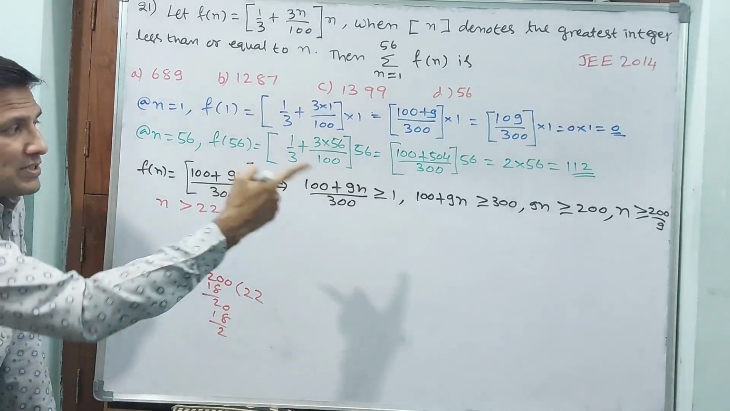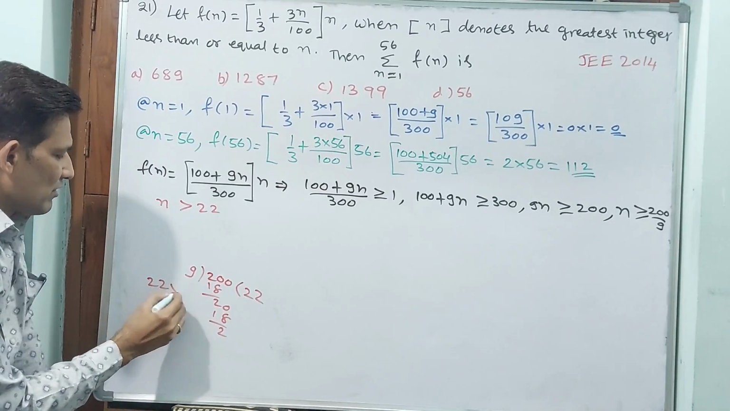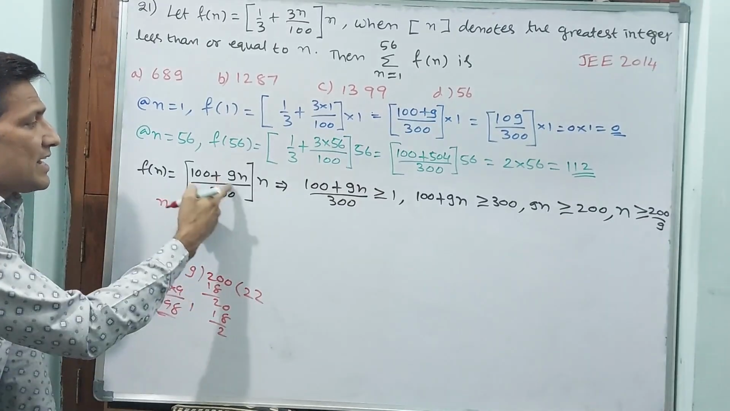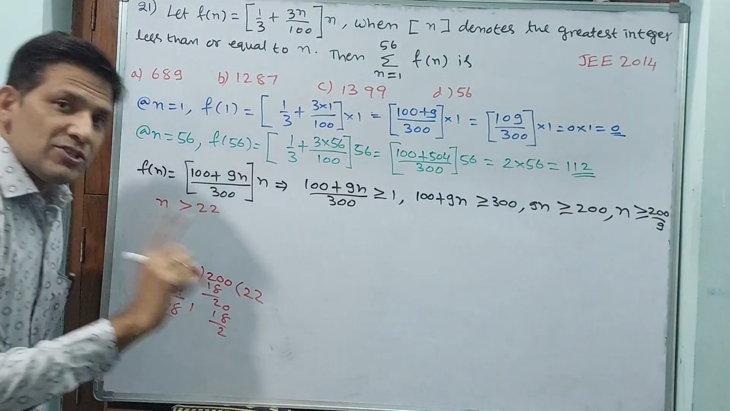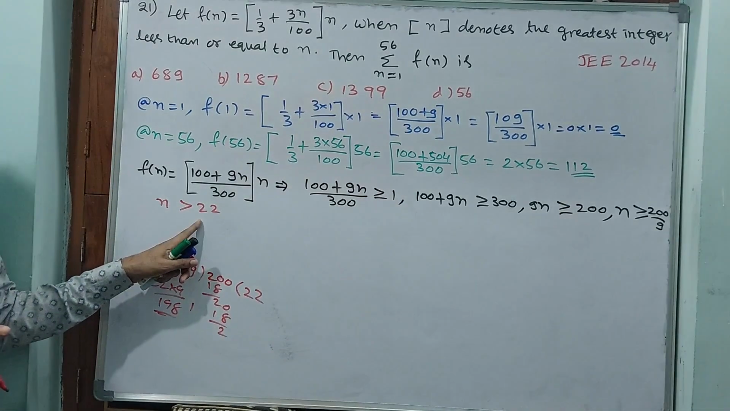If a fraction comes, it is going to become 22 into 9, what will happen? 9 2s are 18, plus 198. 198 is less than 200, again 0 is going to come. That is why it has to be greater than 22.